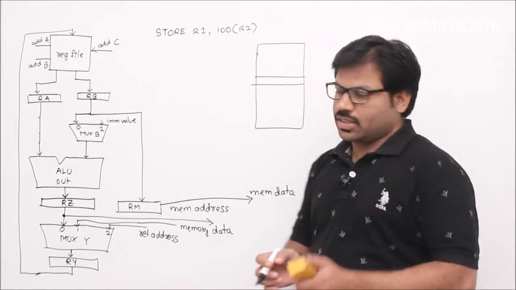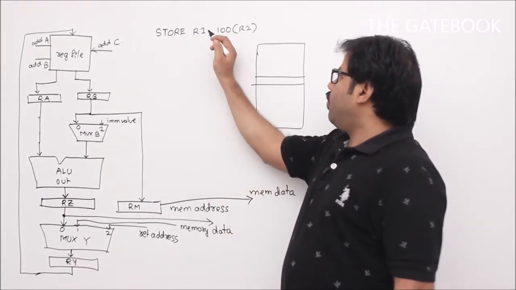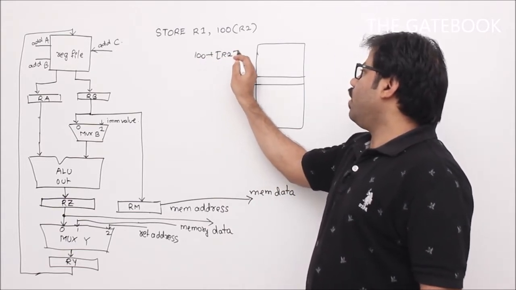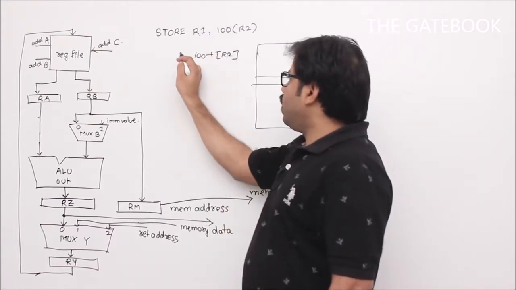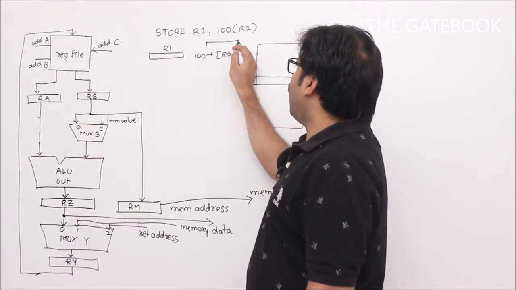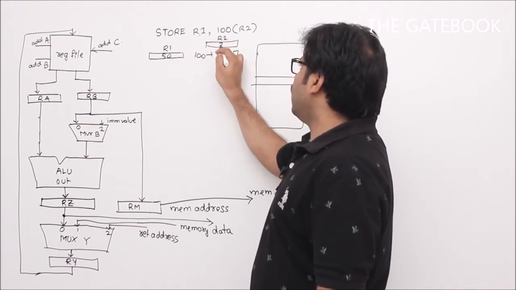Now we'll see the store instruction. Okay, so store R1, 100 of R2. That means the effective address here is 100 plus the content of R2, where we have to store the value which is stored in R1. Correct. So we need two registers now, R1 and R2.